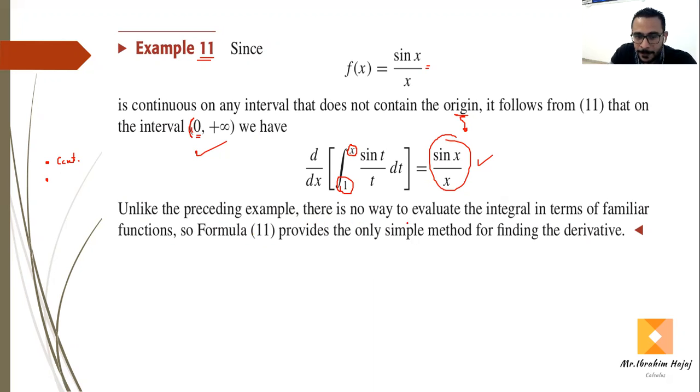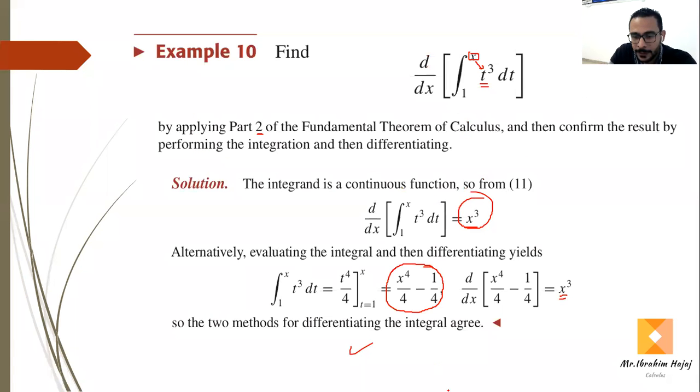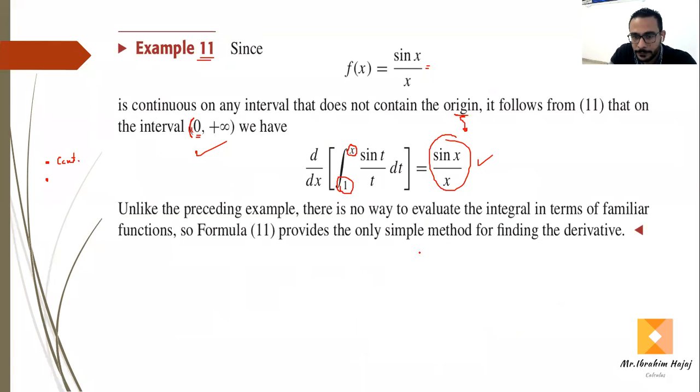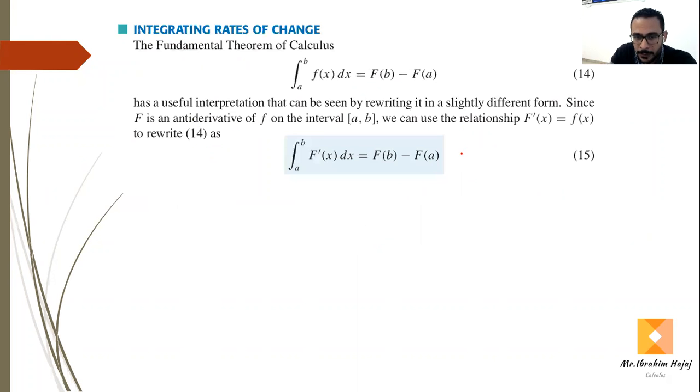Unlike the preceding example, there is no way to evaluate the integral in terms of familiar functions. So formula 11 here, this one, provides the only simple method for finding the derivative. It's so easy to find quickly, and the other way needs a lot of work, which you haven't taken yet, that's what he means.